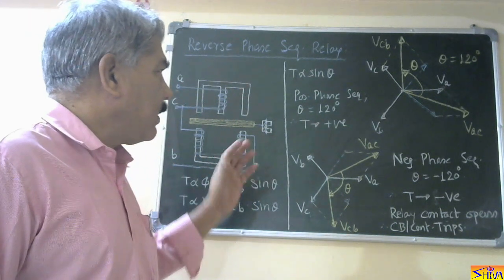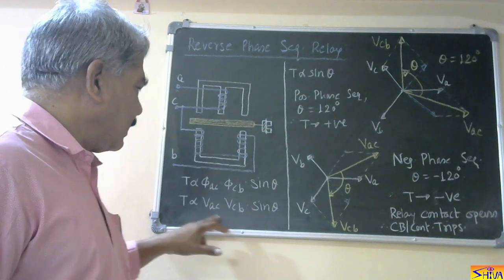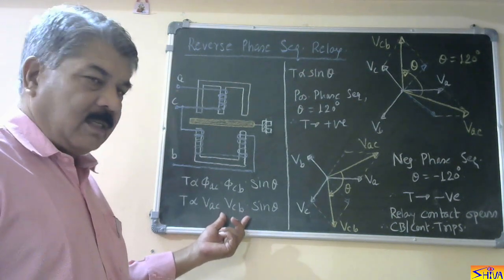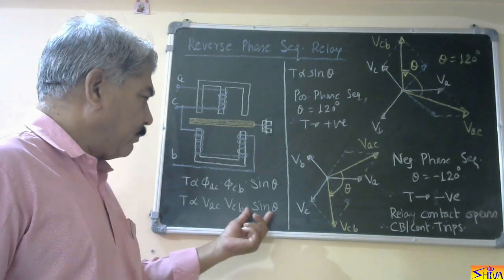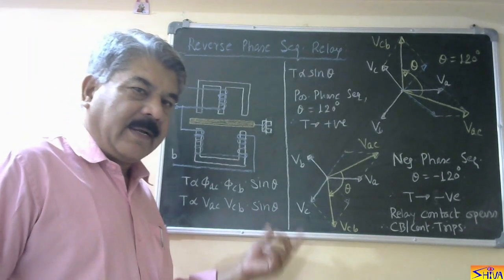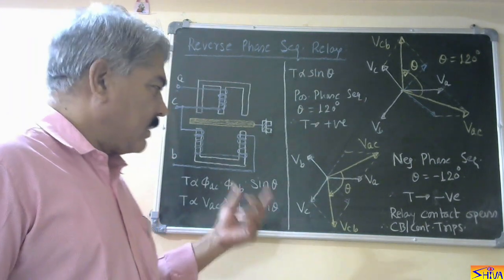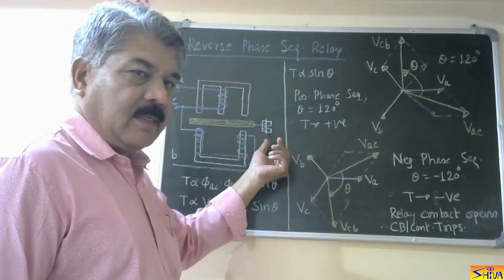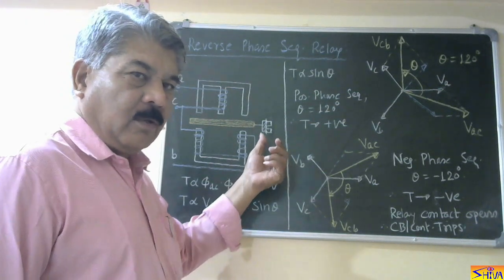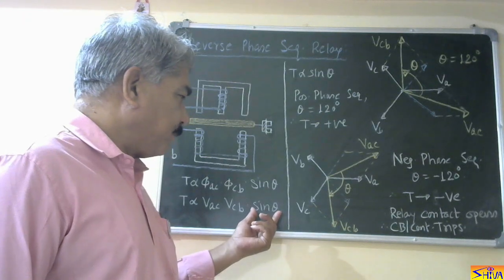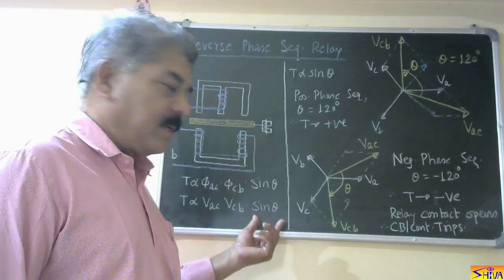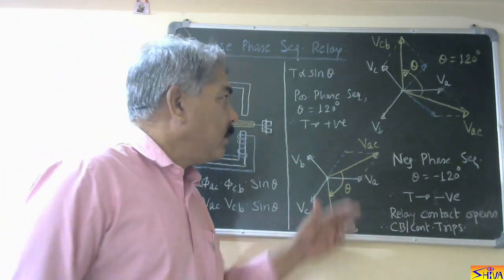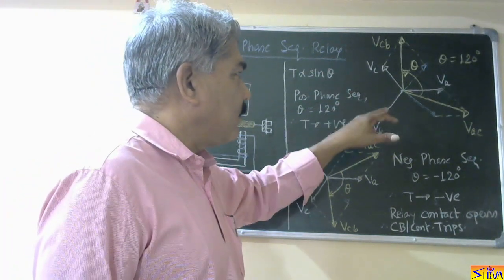Now let us see how it operates. The torque equation is: torque is proportional to VAC, VCB, sine of theta. Now VAC and VCB, magnitude wise, will always be positive. Sine theta can be positive or negative depending on the phase sequence. If sine theta is positive, then torque will be positive, and this relay remains in the closed, operated position. So the motor can run. If phase sequence is reversed, then theta becomes negative, sine theta becomes negative, torque becomes negative, and this contact opens and the motor cannot run. Let us see how it happens with the help of phasor diagrams.